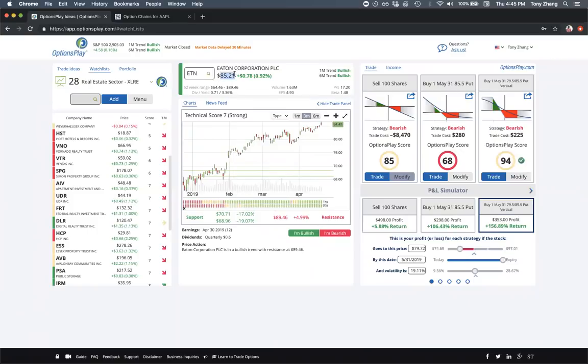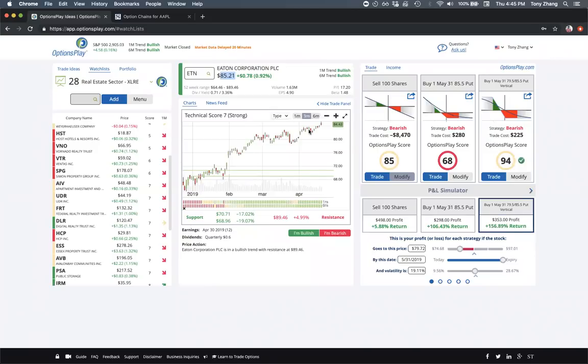So Eaton is at 85. What we can do is short 100 shares of the stock, or buy a put option. A put option costs us about $280, which is fairly expensive, and that's why we see a relatively low options play score versus buying that same 85.5 put, but then selling a 79.5 put against that. That reduces our cost basis from 280 down to 225.